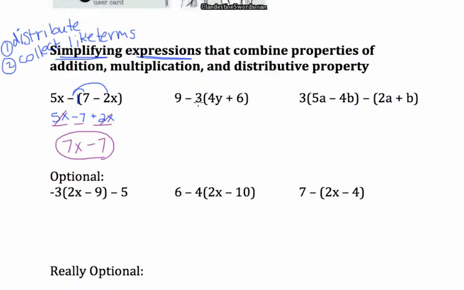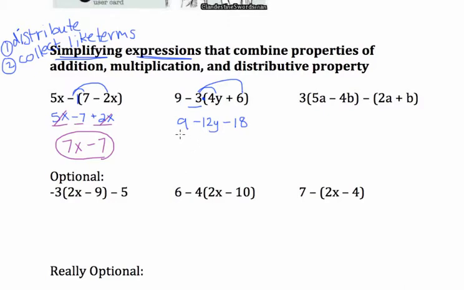Nine minus 3 times 4y plus 6. We're going to distribute first. We have a negative 3, don't forget the negative, that we're going to distribute to both the terms in my parenthesis. So negative 3 times 4y is negative 12y. Negative 3 times a positive 6 is a negative 18. Bring your 9 with.